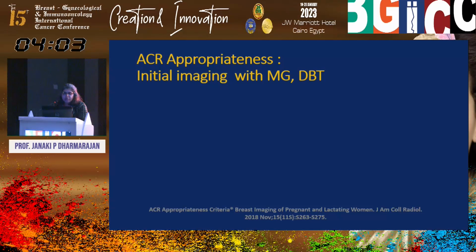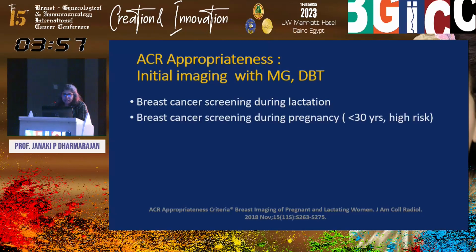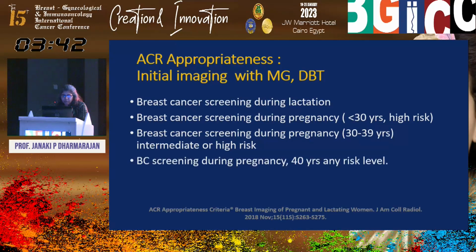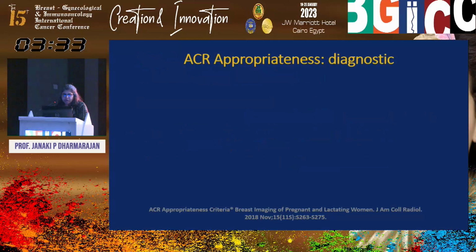ACR appropriateness says that breast cancer screening can be safely done with mammography during lactation. In a high-risk lady less than 30 years of age, breast cancer screening should be continued during pregnancy also. Screening during pregnancy in an intermediate or high-risk lady between the ages of 30 to 39 years can be performed. And above the age of 40 years, for any pregnant lady, ACR recommends that we proceed with initial imaging with mammography. Screening can be safely performed.